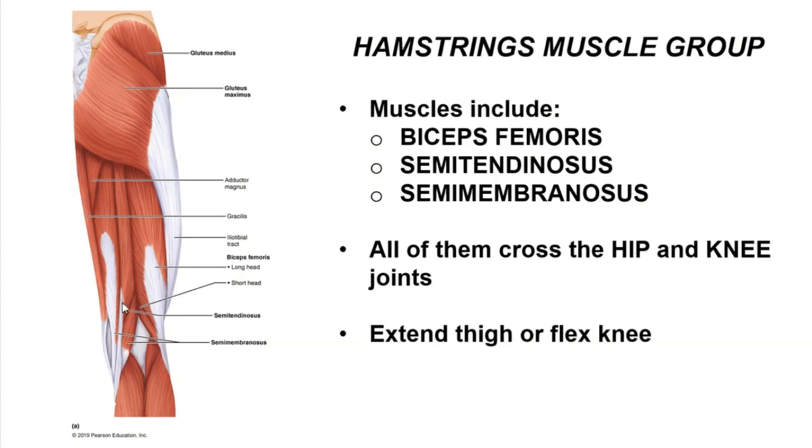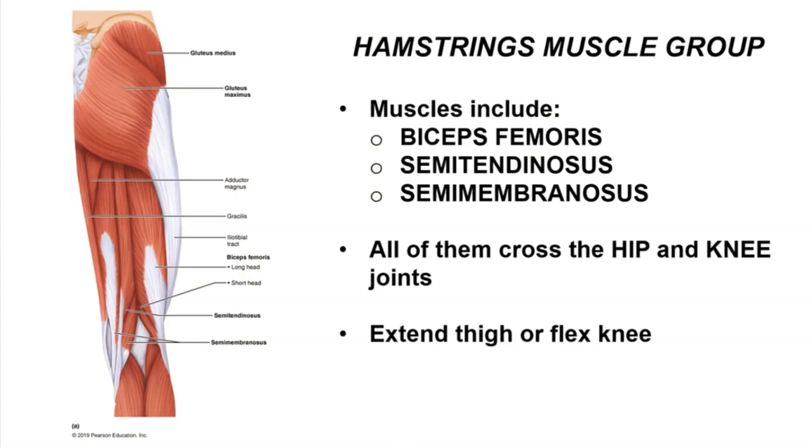The semitendinosus is a thin strap-like muscle that is superficial to the semimembranosus. And I like to think of it as more like a tendon, because tendons are thin and strap-like, and so this muscle kind of resembles the thin strap-like tendon qualities.